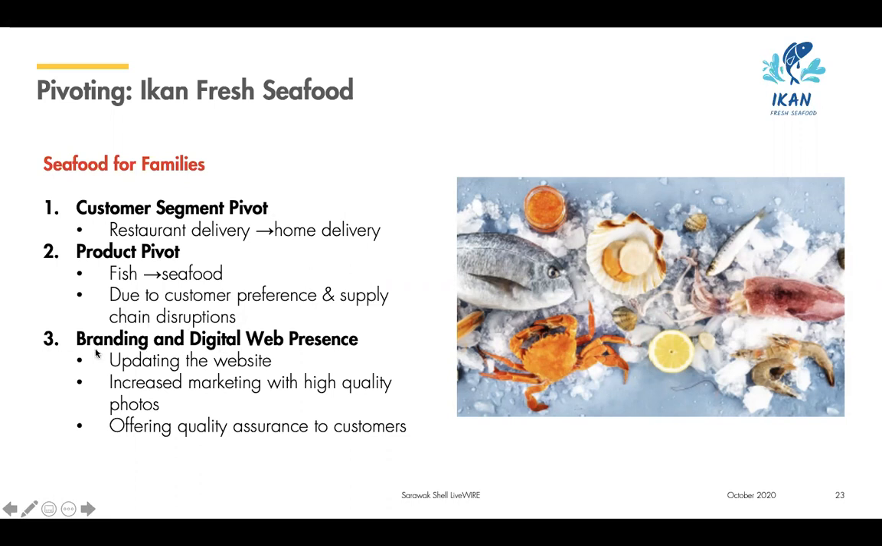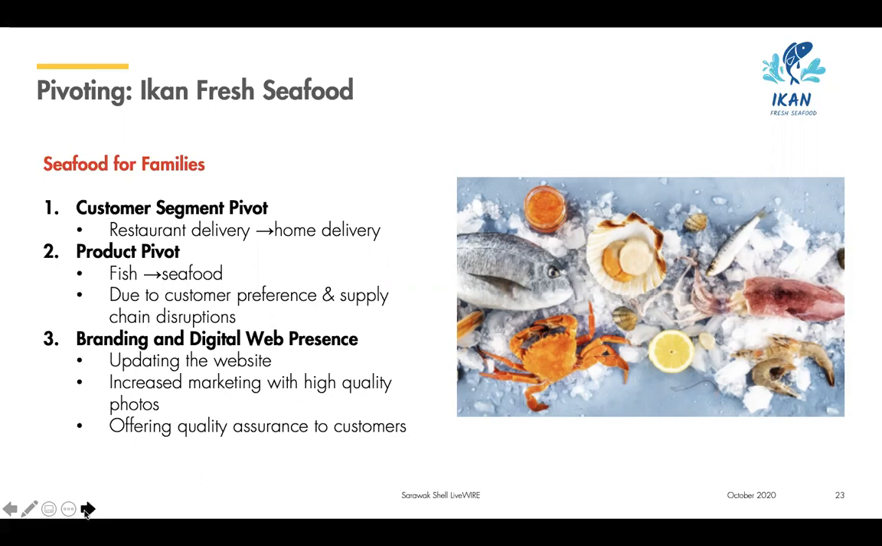Number 3 is they need to change their website because now they are targeting a different customer, and they need to focus more on good photos as well as assurance, because for families, they're taking care of the family. They want to know that the supplier is having good practices in terms of hygiene and all that. So these are the pivots that Ikan Fresh Seafoods need to do on their business model.